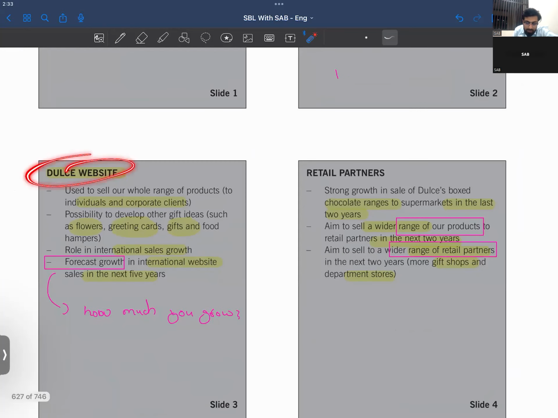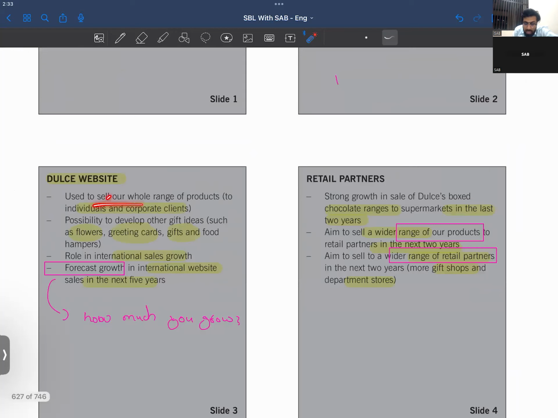Similarly, Dell's website is used to sell our whole range of products to individuals and corporate clients. There is a possibility to develop other gift ideas such as flowers. They are basically gifting flowers to the customers, greeting cards and all that. It has a role in international sales growth, with forecast growth in international website sales in the next 5 years.